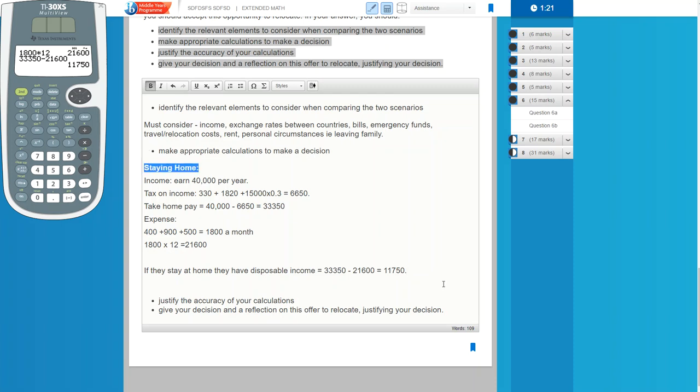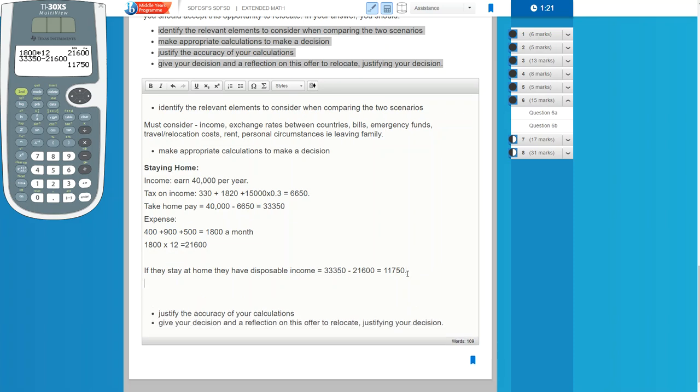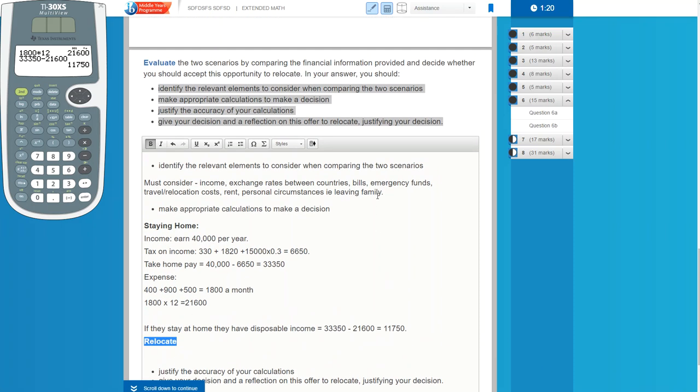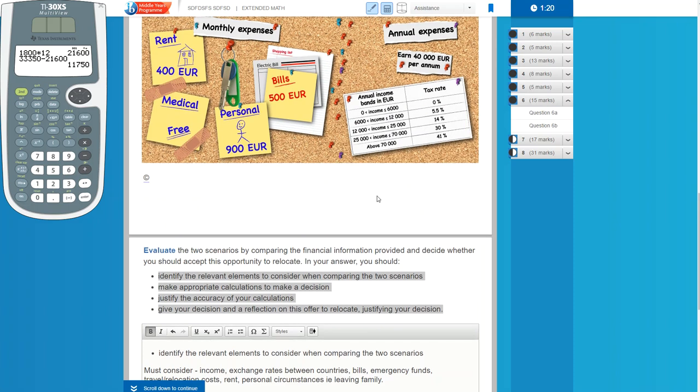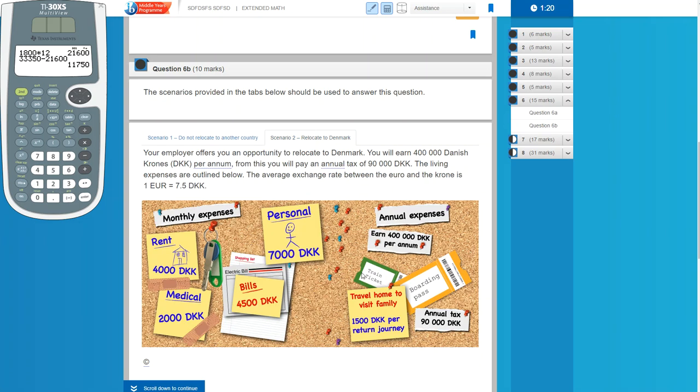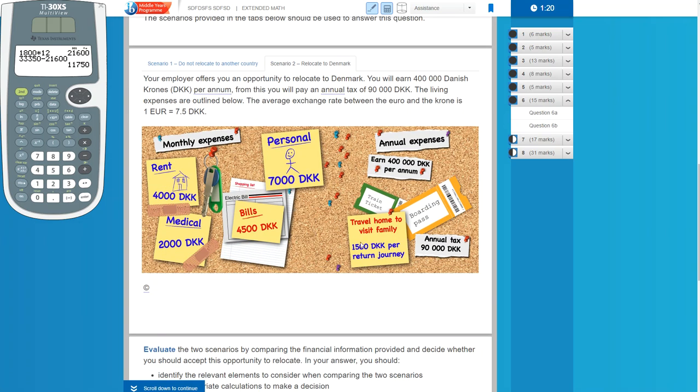Make this nice. The next thing you need to then look at is relocate. I'm not going to work this all out, but we'll just quickly talk about it. It is the exact same type of thing, okay? Except the only kind of difference is they have an extra cost, which is, if I go up here, yeah, the travel, okay? It doesn't say how many trips home, but that's up for you to decide. If you think, okay, maybe they're going to return twice, make that assumption, okay?